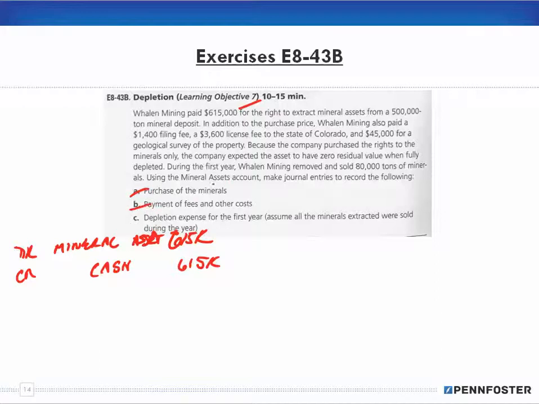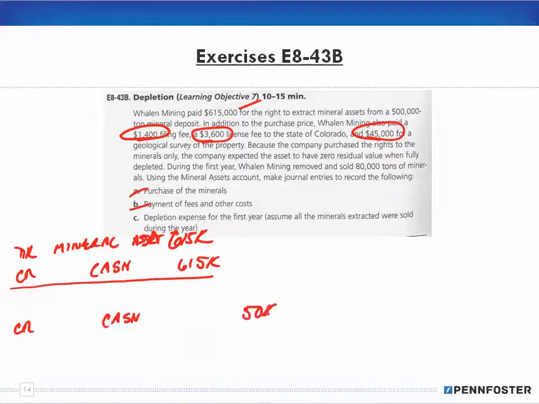Okay, payment of the fees and other costs. So I have also paid a $1,400 filing fee, a $3,600 license fee, and $45,000 for a geological survey. So they're paying that in cash. So that ends up being $50,000. And I'm going to debit mineral asset for $50,000. And if you don't understand why I'm debiting the mineral asset for $50,000, go back and watch the theory videos.